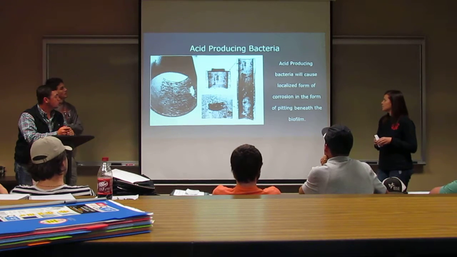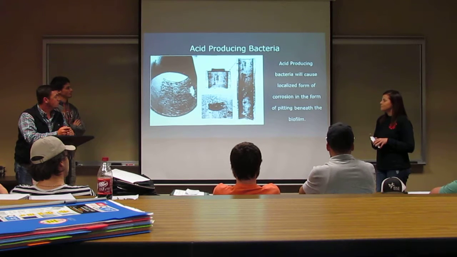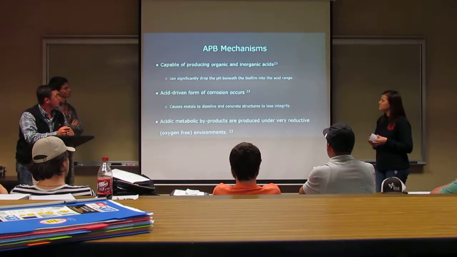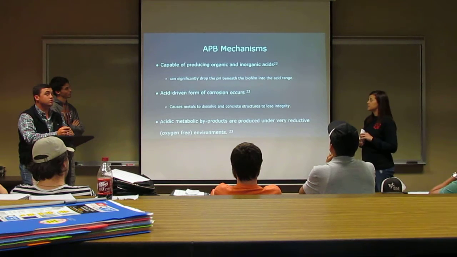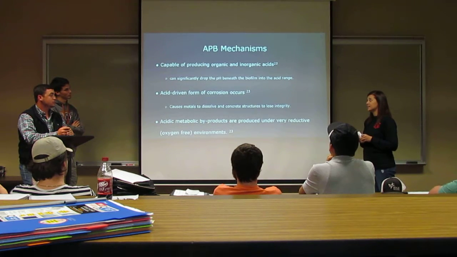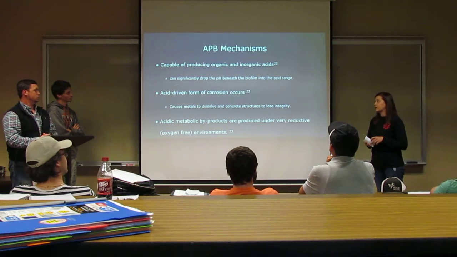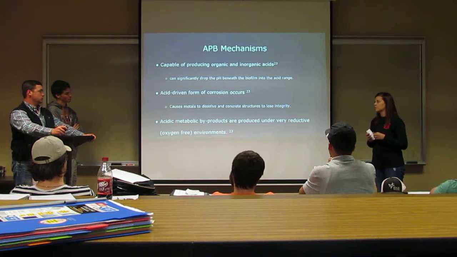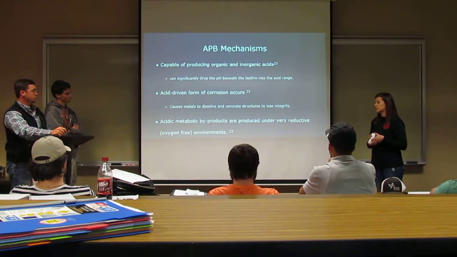Acid-producing bacteria will cause a localized form of corrosion in the form of pitting beneath biofilm. And so here's just a few pictures of this pipe. It's capable of producing organic and inorganic acids. Like I said before, it significantly drops that pH into that acid range, and an acid-driven form of corrosion occurs. It causes metals to dissolve and concrete structures to lose integrity.